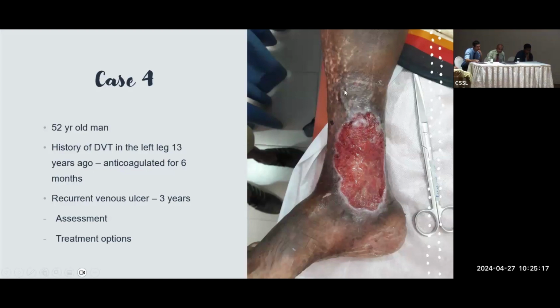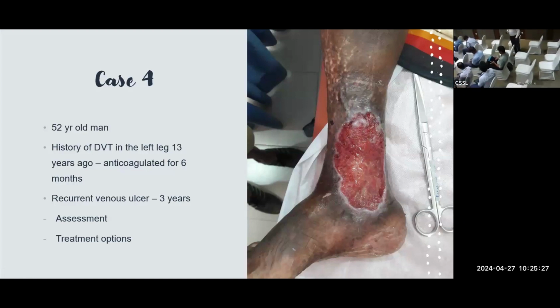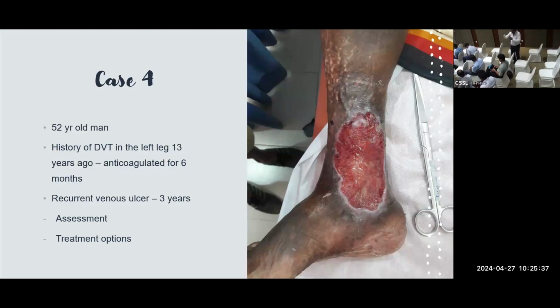Write notes on venous interventions in the case of a post-phlebitic, that means a post-DVT leg ulcer. Write notes on venous interventions, not wound care, not compression. Those are basic stuff, right? Vein interventions that we discussed.